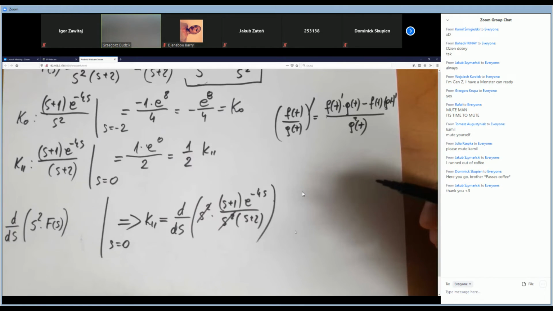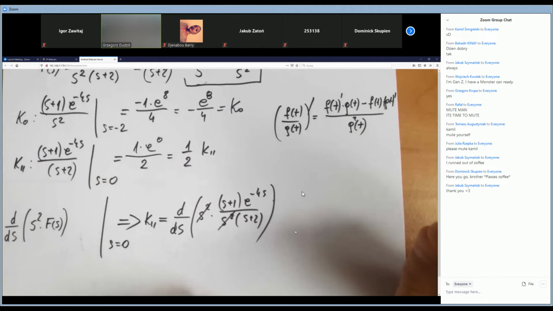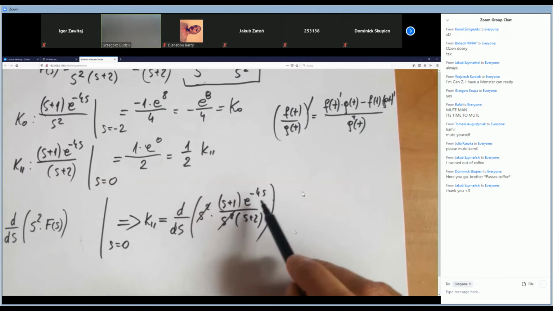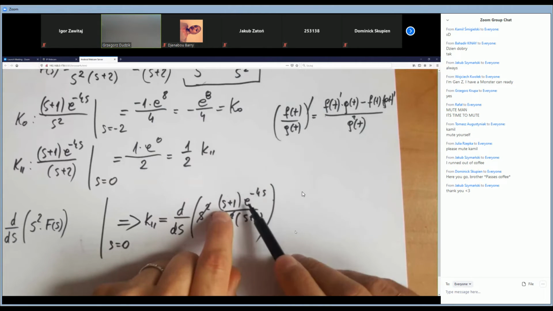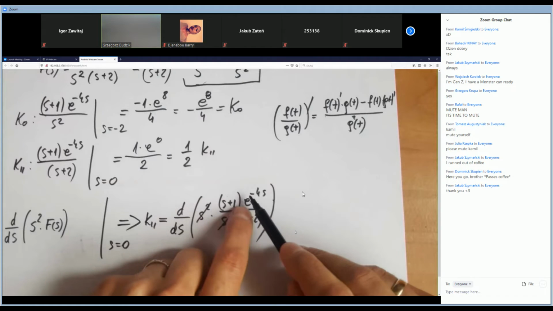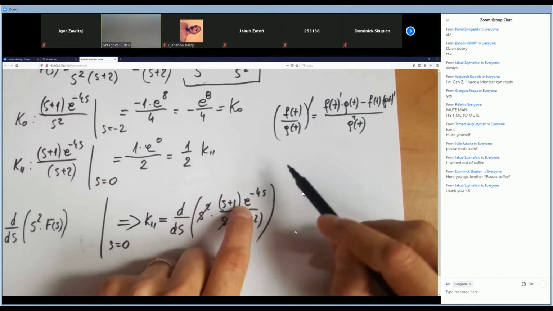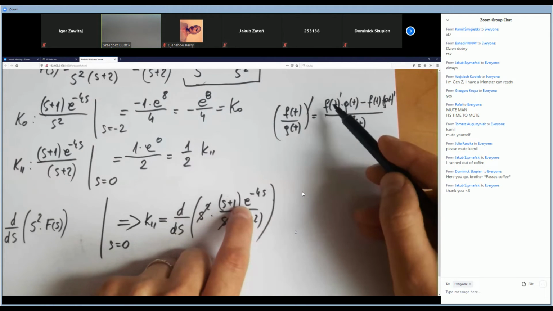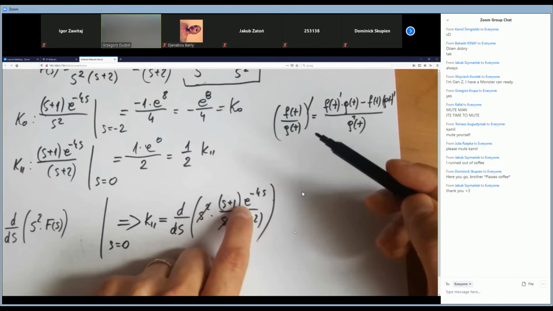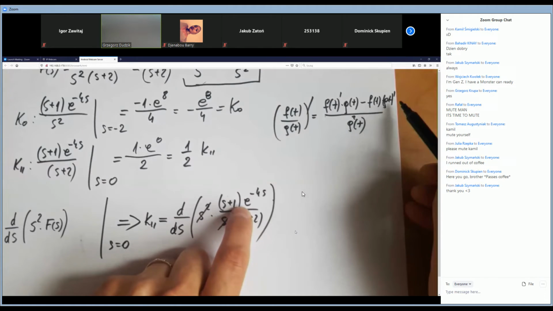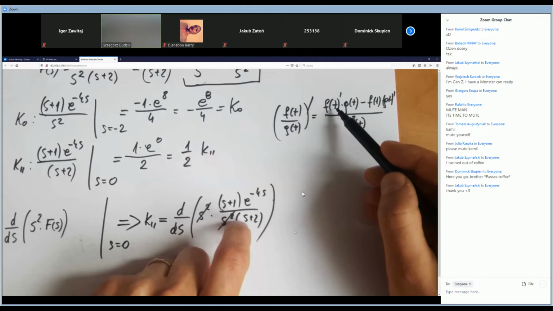Yeah, you agree with me or not? Yes. Okay, but you have to be very careful, because in the numerator, in fact, we've got of course the f(t) function here. However, it consists of two functions, s plus 1 times e to the power of minus 4s. So if you wanted to find the derivative of the f(t) function, which is in fact the multiplication of two functions, we have to use that formula.